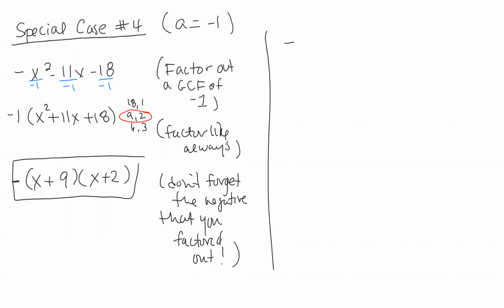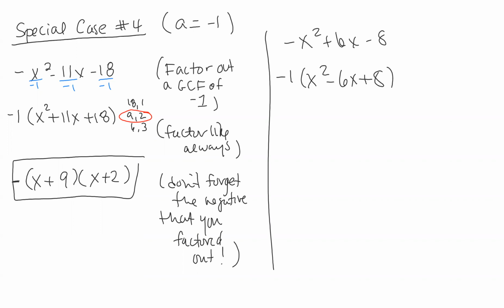Okay, let's look at another one. So let's say that we had -x squared plus 6x minus 8. Everything looks good except for the fact that the lead term is negative, so I factor out a -1, and all that does is change all of my signs. -x squared becomes +x squared. +6x becomes -6x, and -8 becomes +8.